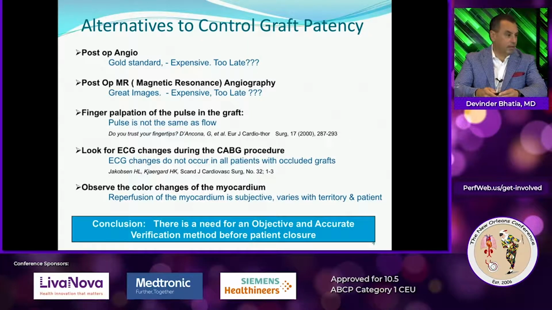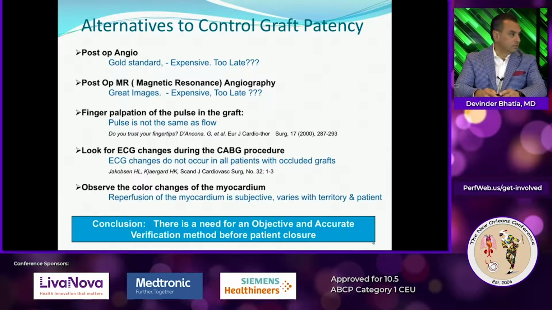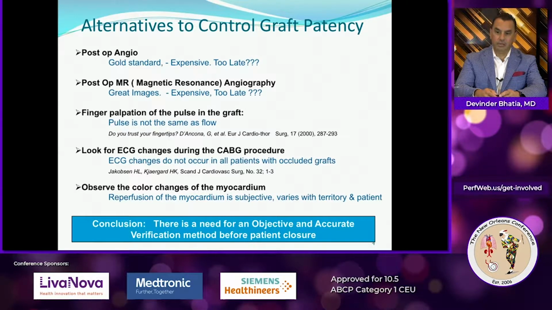So here are the alternatives to evaluate graft patency. You can do a post-op angiogram, but that is the gold standard, but it's too late because you've already finished the surgery, the patient's closed, and if there is a problem with a bypass graft, then you are faced with primarily non-invasive ways to repair them, which are sometimes substandard. Well, especially if it's an anastomotic issue. Correct. You can't fix an anastomosis with the stent. That is correct. Now you can do a post-operative MRA similar to the post-op angio. It gives you good images. It's expensive, and again, I think it's too late in the clinical algorithm.